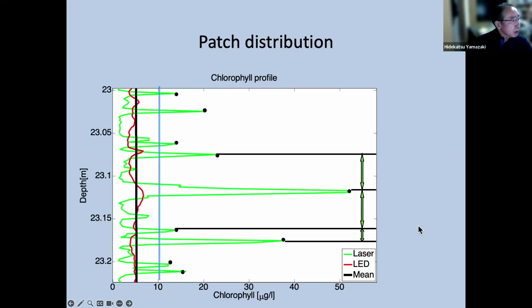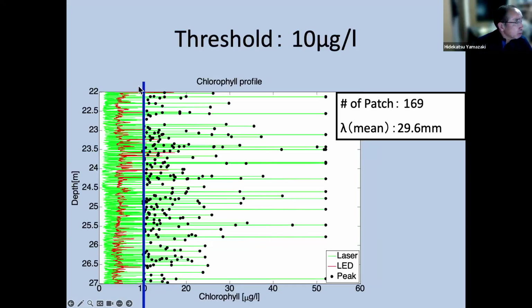Okay, let's find the peaks of these signals and call these patches. Let's define these patches based on some threshold value. One example: this threshold value is roughly 10, 2 times, 5 times the mean background. These black points are the patches.